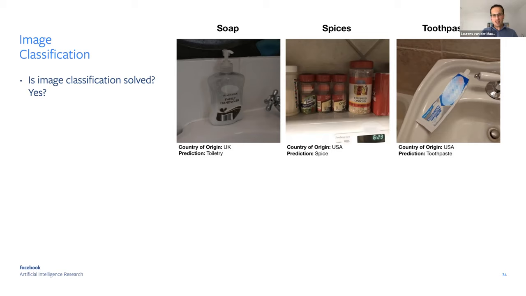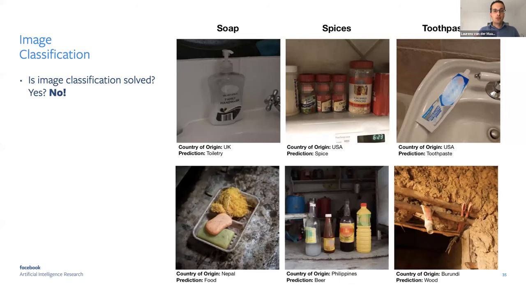If you take these kinds of images, which originate from the UK or the US, the models seem to work really well. And so you may conclude that maybe this image classification problem is more or less solved. But what happens when you change the images? For instance, rather than inputting a soap image that was made in the UK, you use an image of soap that was made in Nepal, or you photograph spice containers in the Philippines, or toothpaste in Burundi. Suddenly, the predictions start to be completely off.